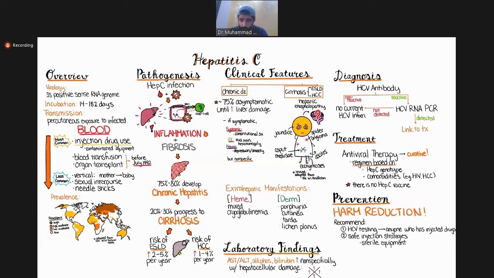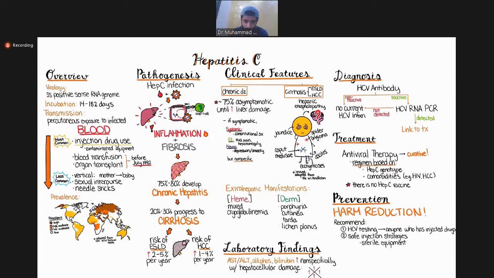And treatment, again, is antiviral therapy, but the difference is that you can cure it. This is curative, and another difference is that there's no vaccine developed as yet for hepatitis C, whereas you have a vaccine for hepatitis B virus, which is preventive. Okay, one more thing: diagnosis is by hepatitis C RNA PCR. They first do the anti-HCV antibody, and if it comes out positive, then you move on to check the viral load by doing the RNA PCR.